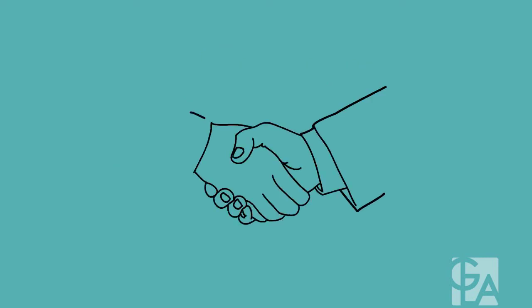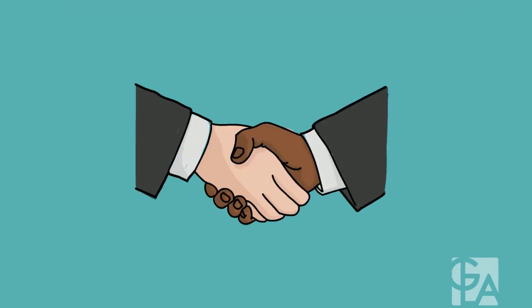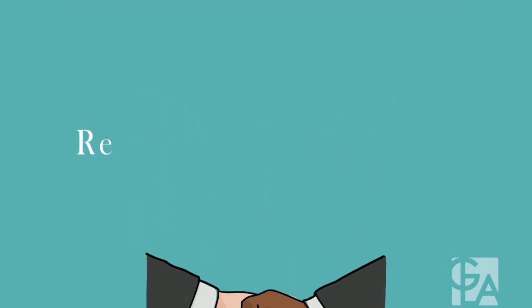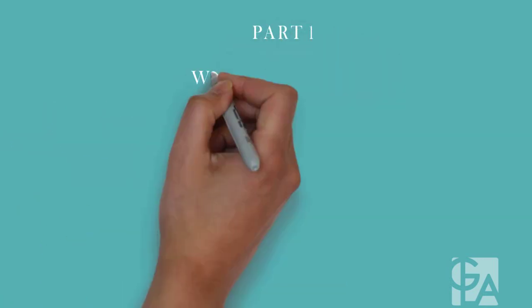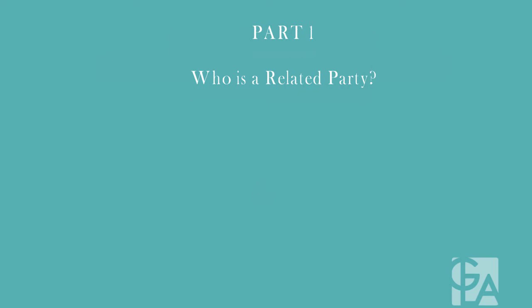Now, I'm sure at some point in the course of running your business, you'd have thought of entering into a contract or an arrangement with a person or an entity that is connected to your business in some manner. Ever wondered what the compliance requirements may be? Well, there is a term for this under the Companies Act, related party transactions. In part 1 of this series, we will tell you a little bit more about who is a related party.